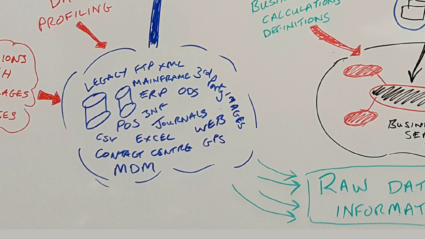Legacy, file transfer protocol files, XML, third-party files, images such as blobs or other pictures, mainframe data, enterprise resource planning, ERP, operational data store, ODS, 3NF, third normal form, point of sale. That's such as if you go to a supermarket and at the till checkout, barcodes are scanned and that's recorded, CSV files, journals, maybe Excel spreadsheets held locally by departments. Data captured on the web, so page visits, number of clicks, etc. GPS, so location coordinates, free text from contact centers, recorded conversations, master data management, and so on and so forth.